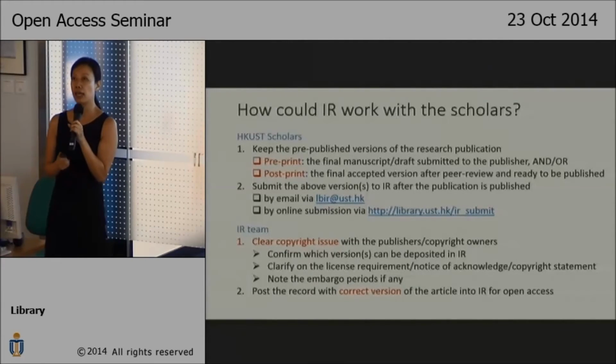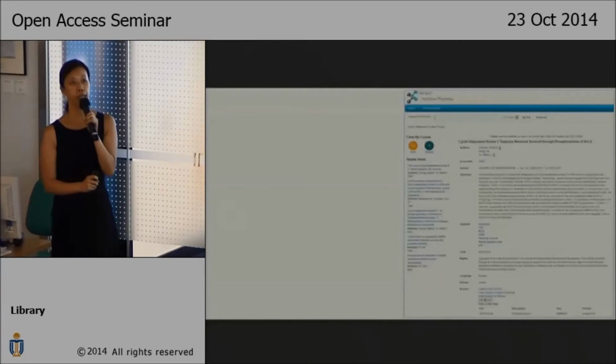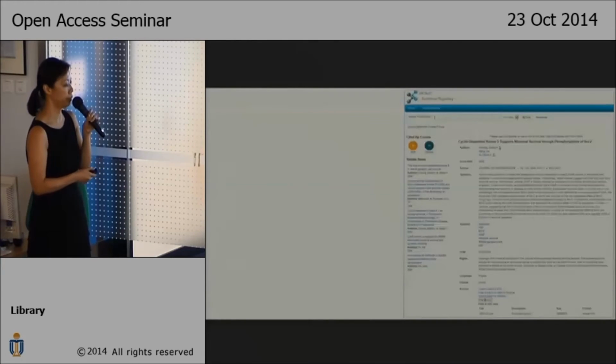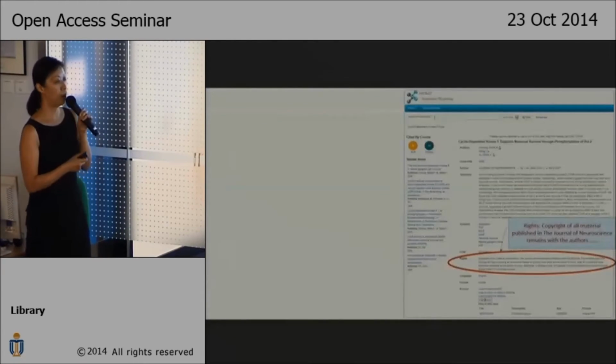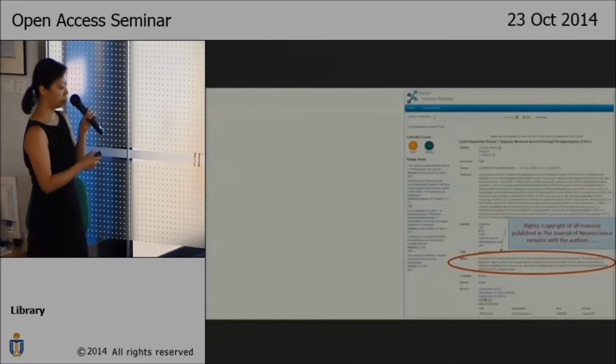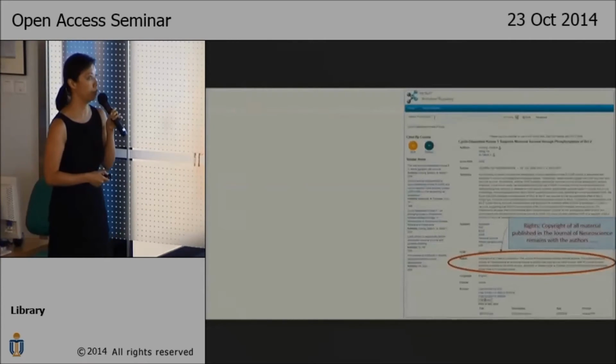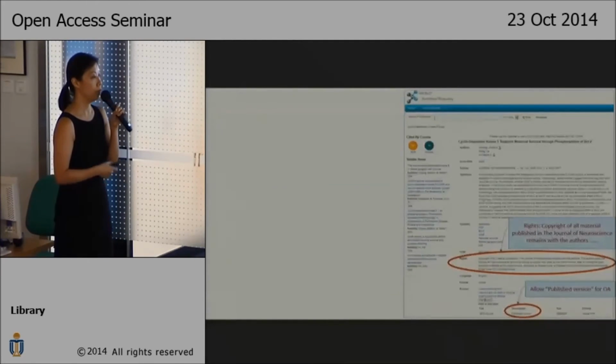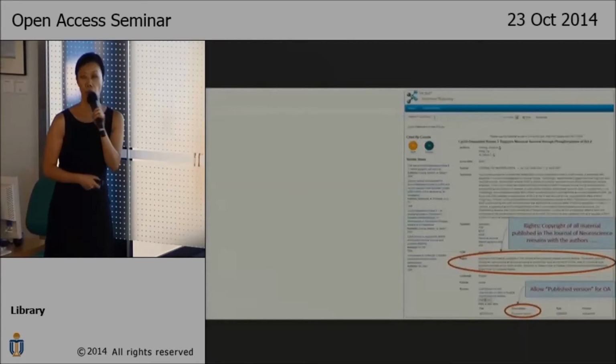Okay. So, for example, we get the same example from Professor Yip's journal articles, the same record. We have checked with the publishers and know that the copyright remains with the authors. So we put the copyright statement here, and then we can upload the published version for OA.